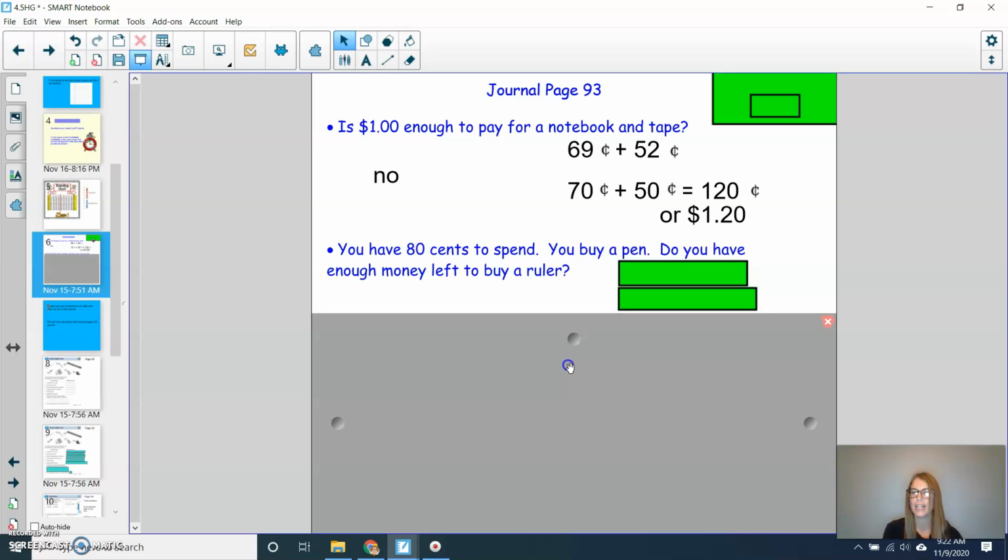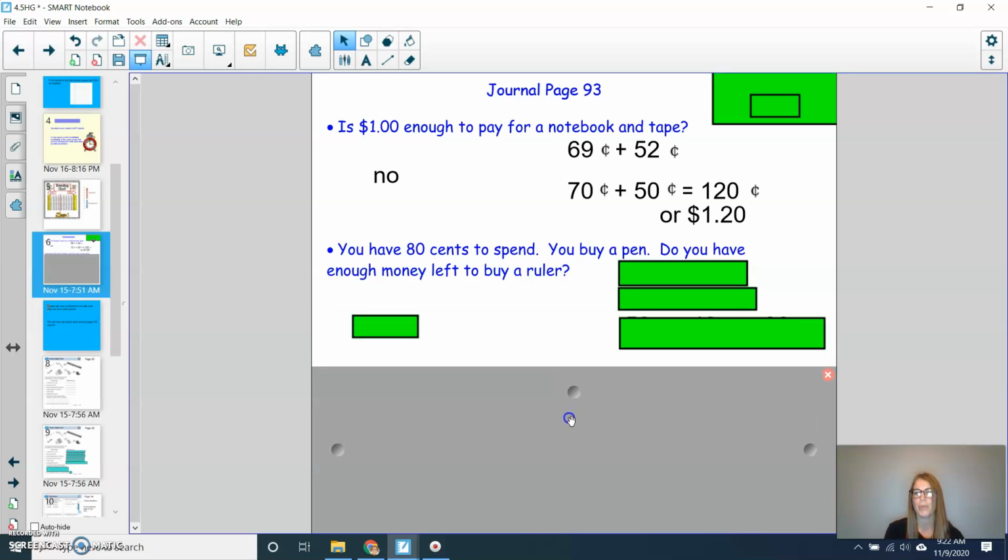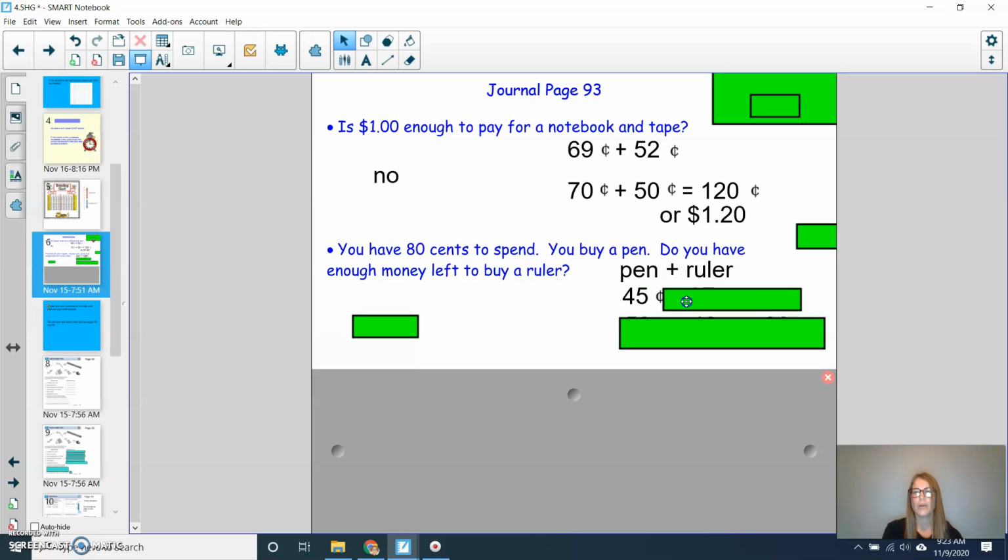And again, you can kind of just work out these problems on your whiteboard with me for this first part. So if you have 80 cents to spend and you buy a pen, do you have enough money left to buy a ruler? So let's take a look. So we want to buy a pen and a ruler. Well, looking at our chart, we know a pen is 45 cents and a ruler is 37 cents.